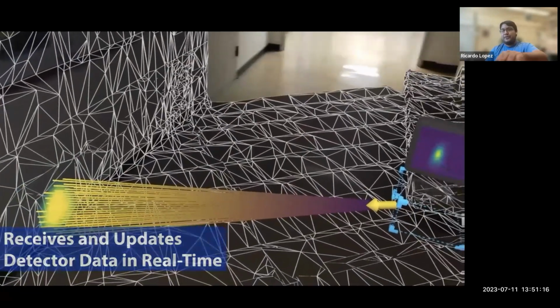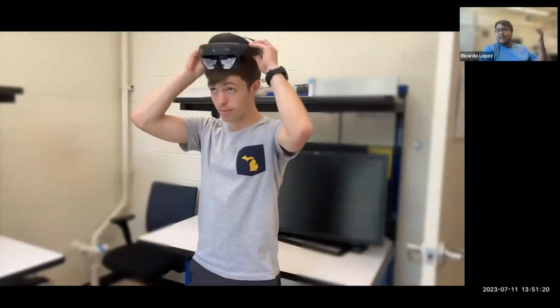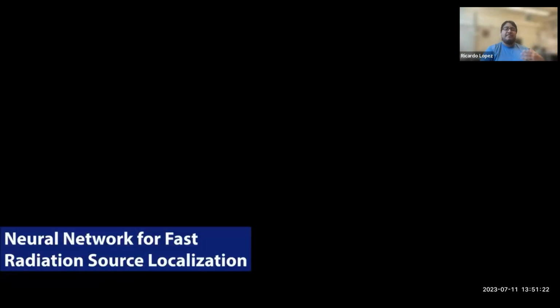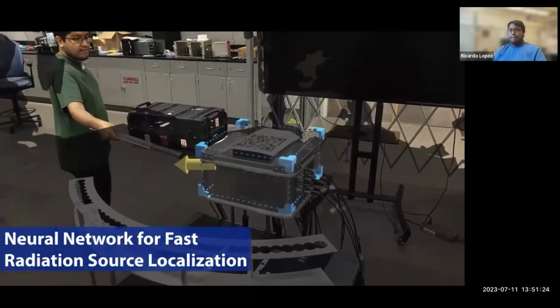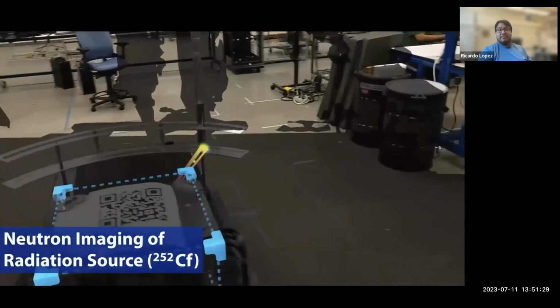The spatial mesh is actually shown here in all these white triangles. That's one of the options. If that's too much visual information, the user can just disable that in order to make things a lot more clear in terms of the user's view.